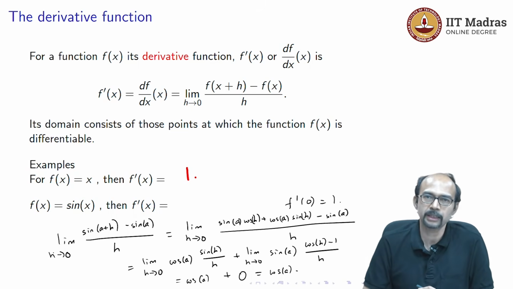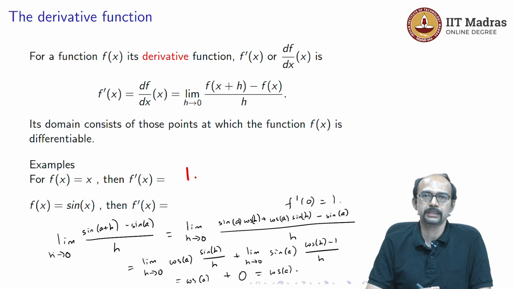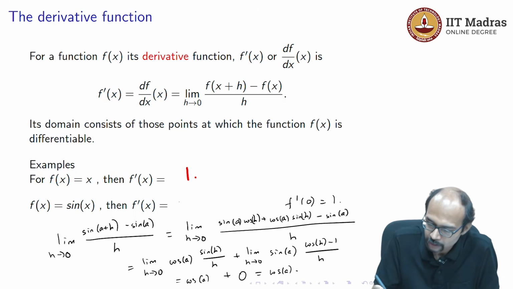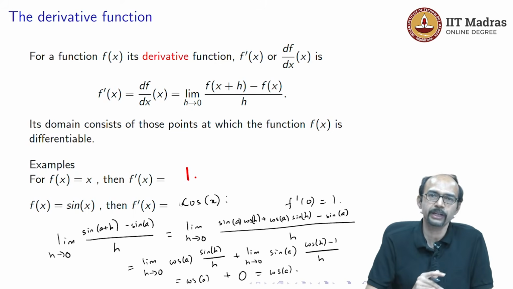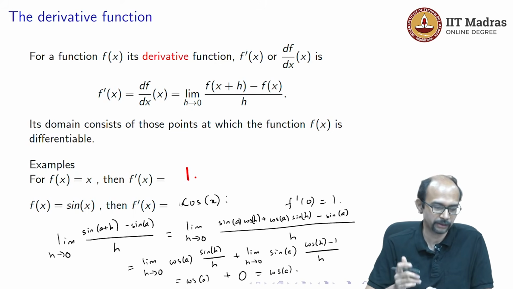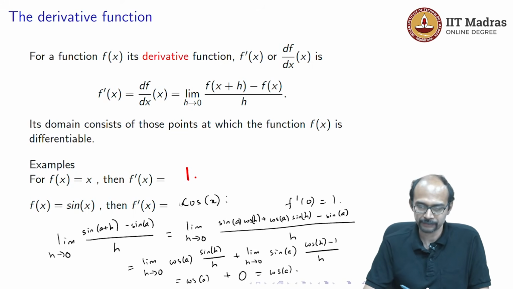So, what does that mean? That means if you take the function f of x is sin x and you compute its derivative, you get the function cosine of x. So, the derivative of sin x is cosine x, and we have demonstrated that with a proof.